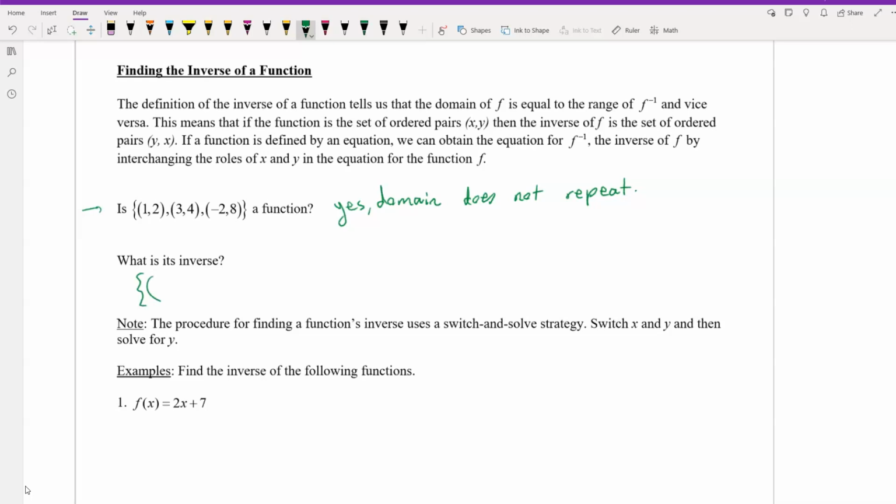So here we have to switch the order. We have (1, 2). For the inverse we have (2, 1). Here we have (4, 3). Here we have (8, -2). Close set. So what we did, we interchanged the ordered pairs.